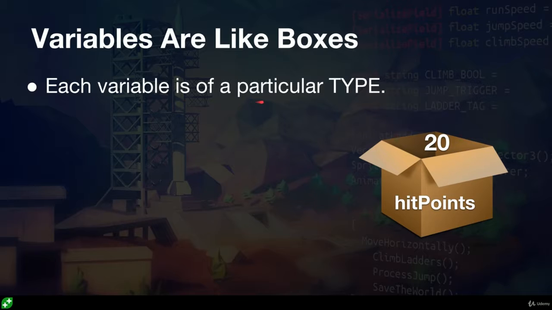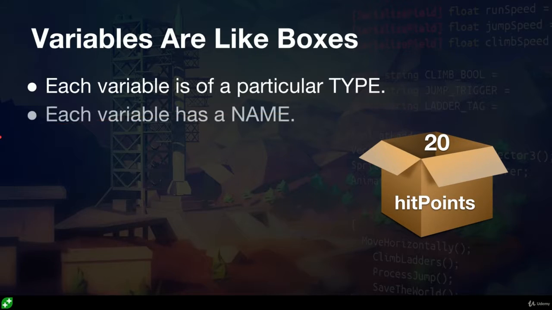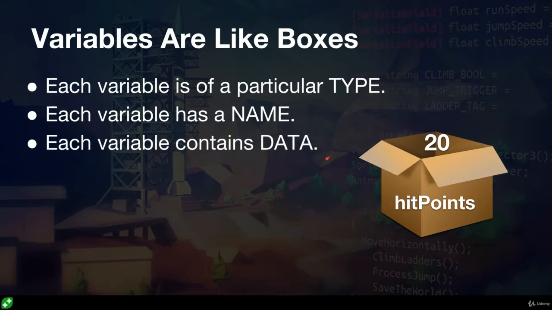Each variable is of a particular type, and I'll give you some examples of types in a moment. Each variable has a name, in this case hit points, and each variable contains data that we can use in other places in our code and throughout our game. And with our example here, we have a value of 20.